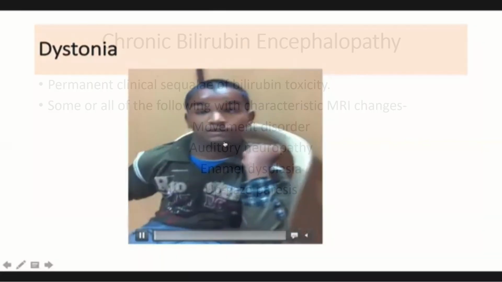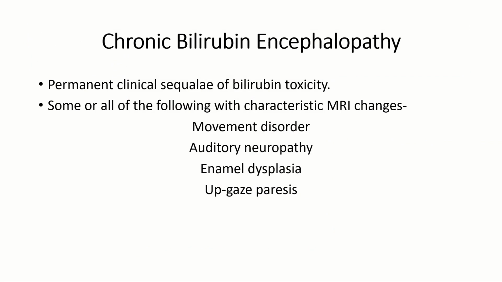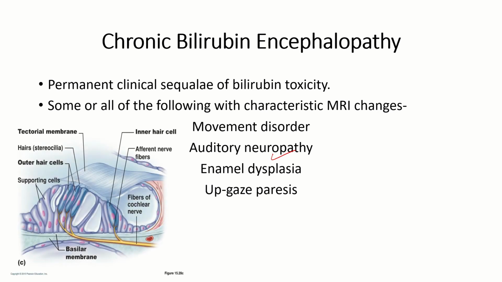Having understood the movement disorders, let's look at the other features. There is auditory neuropathy. Auditory neuropathy is a type of sensorineural hearing loss wherein the outer hair cells are basically spared. The affection happens either at the level of inner hair cells or the synapse between the inner hair cells and the afferent fibers of the cochlear nerve, or the cochlear nerve itself.